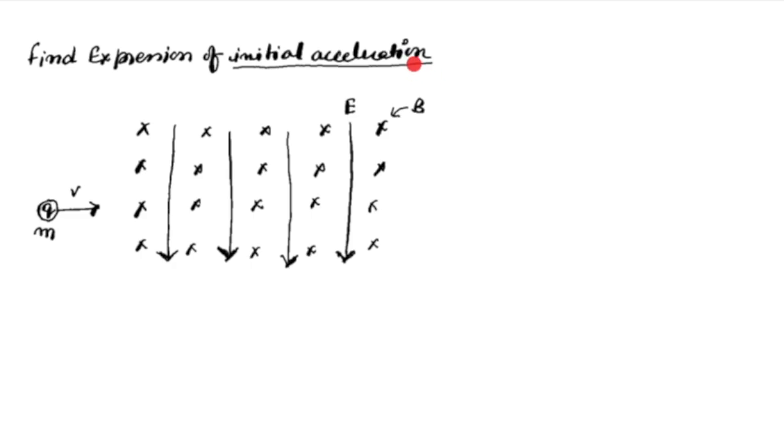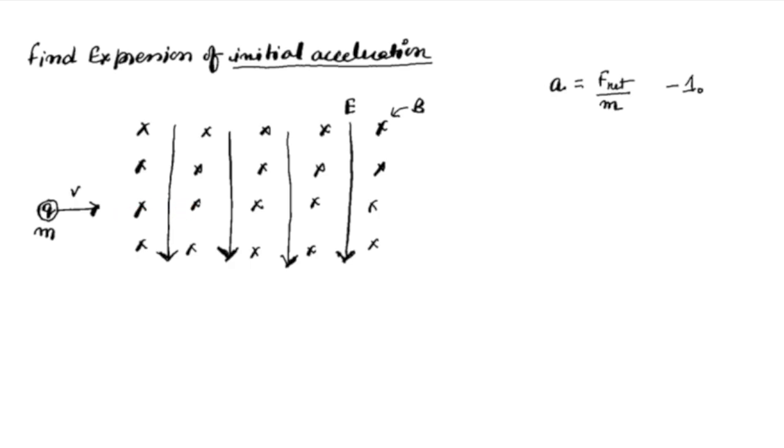Now, how can we find acceleration? From Newton's second law, acceleration is the net force divided by the mass. But the point is we don't know the net force. What is the net force on this charge when it just enters, for the initial acceleration? If we know the net force acting on this charge, we will be able to get the answer. So let's see which forces act on it when it enters this region.